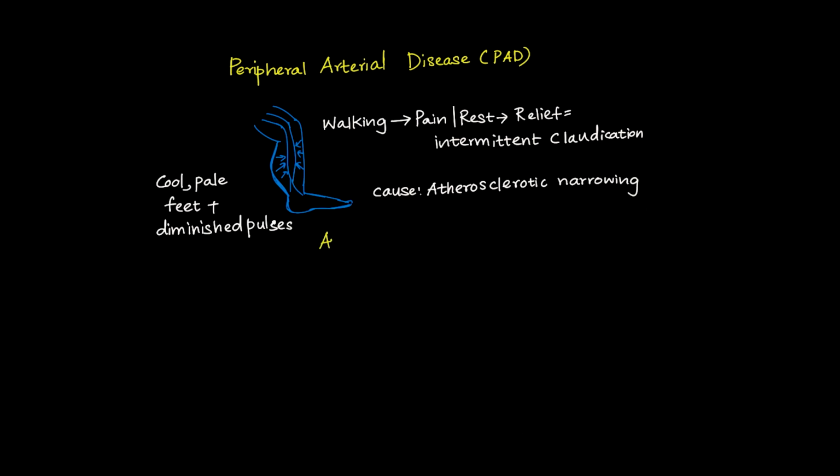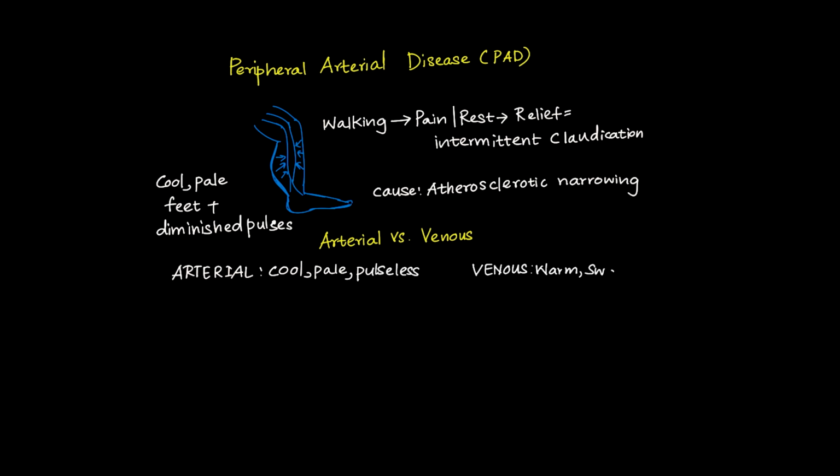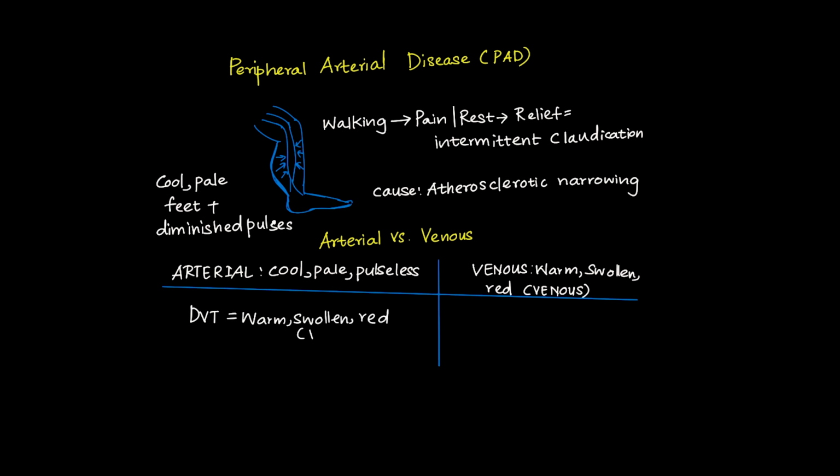Now the distractors. DVT presents with unilateral swelling, warmth and redness, the opposite of cool and pale. Varicose veins cause visible bulging veins and leg heaviness from valve dysfunction, not the exercise-related cramping and weak pulses pattern. Chronic venous insufficiency causes edema and brownish skin discoloration from venous stasis, again different from cool pale extremities with diminished pulses. The key distinction: arterial problems give you cool, pale, pulseless. Venous problems give you warm, swollen, discoloured.